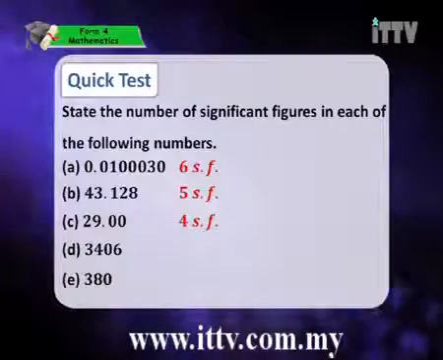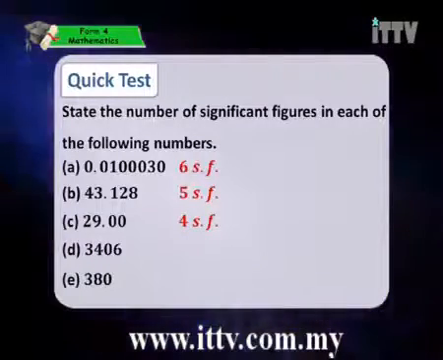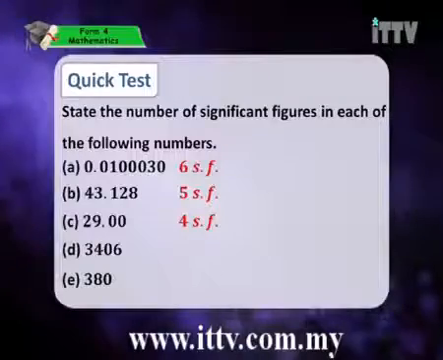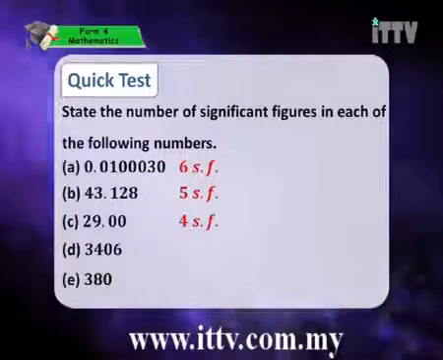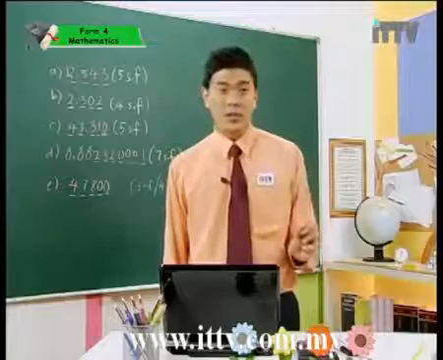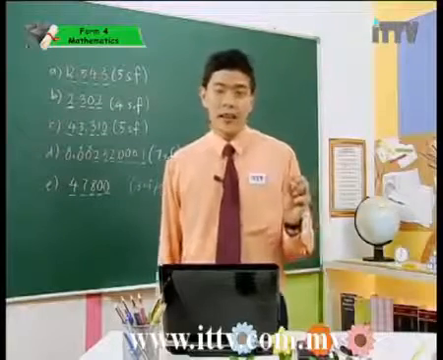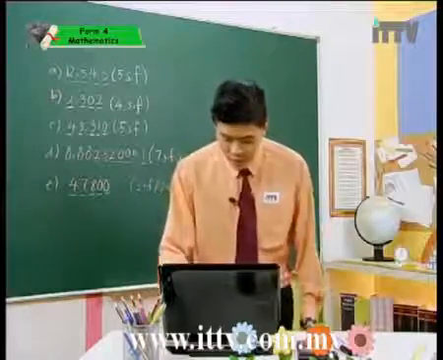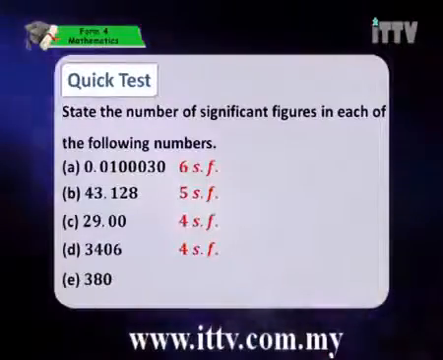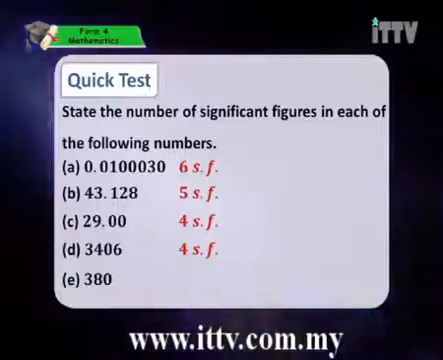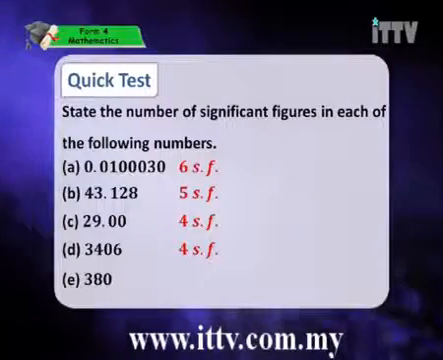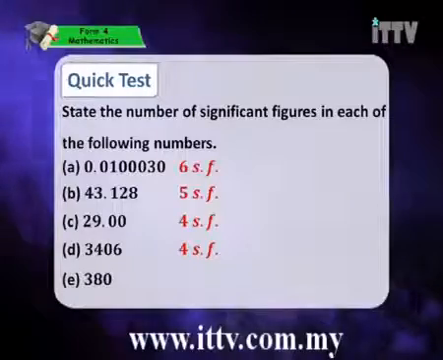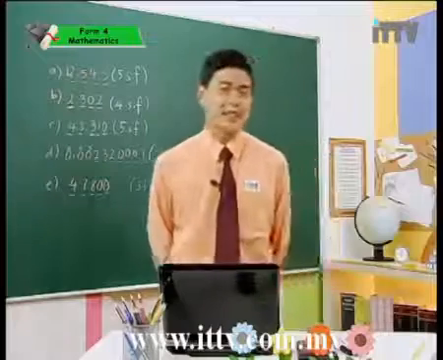In C, 4 significant figures. The 2 zeros at the back are called trailing zeros, and since they are after a decimal, they are always significant. So apart from the 2 and 9, both of them are 2 plus 2, 4 significant figures. In D, 4 significant figures also, because there are 3 non-zero digits and 1 zero that happens to be between 2 non-zero digits.